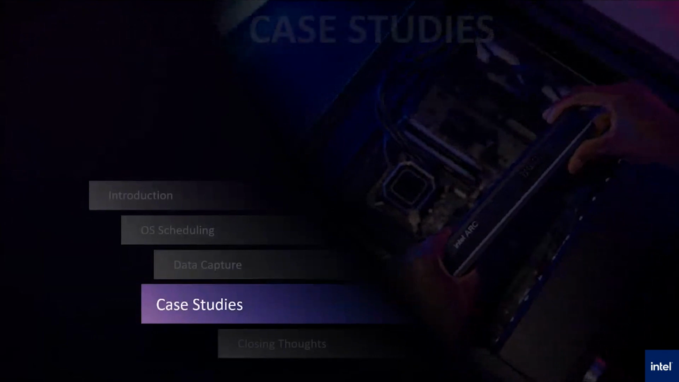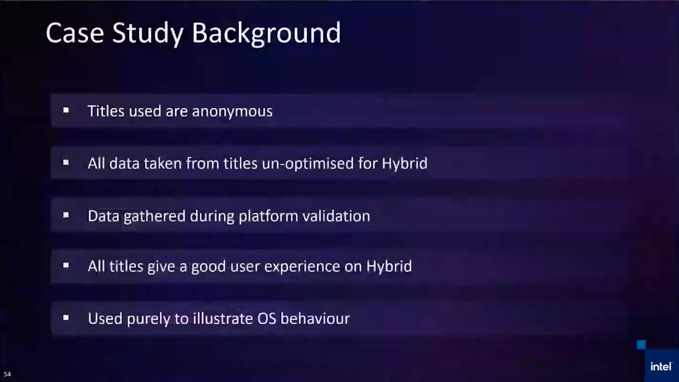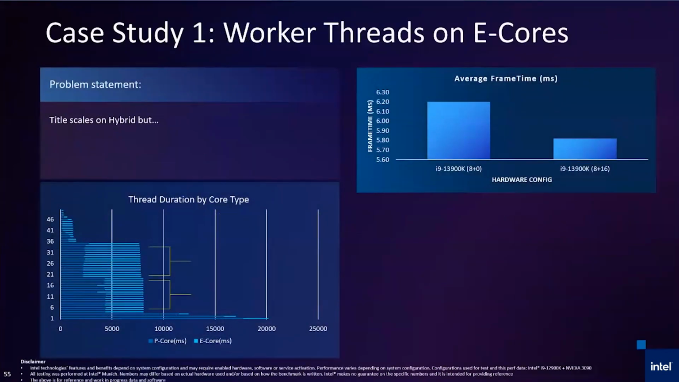And that brings me to our final section, the case studies. So a couple of points before I start these. The titles themselves are anonymous. They are also unoptimized for hybrid. I gathered this data during platform validation during early hybrid hardware. But it's also worth noting that all these titles actually do give a good experience on hybrid, even in the case where potentially they could do better. I'm using them purely to illustrate the OS's behavior on hybrid.